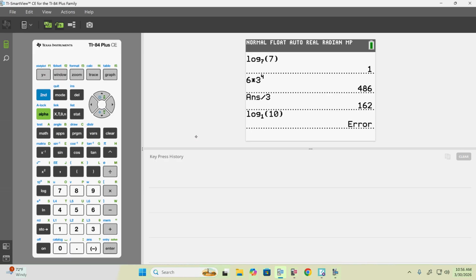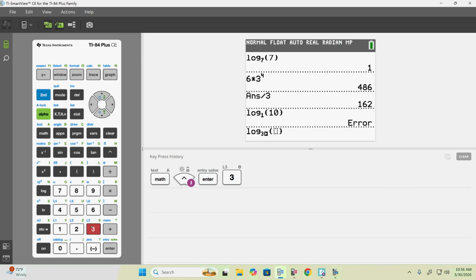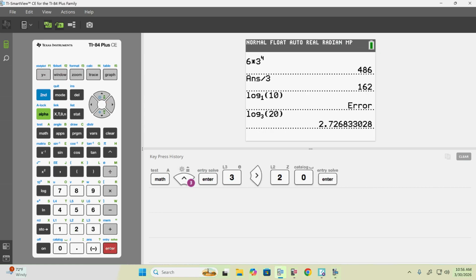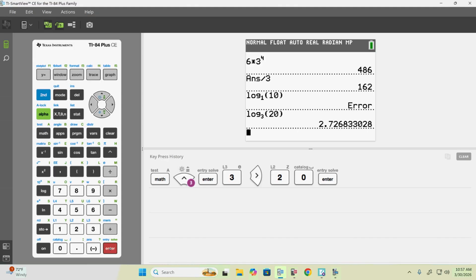But especially with graphing calculators being able to go math, log base 3 of 20, 2.7268, it will do it for us. 2.727, so it did round to that third decimal place, we got the same thing.